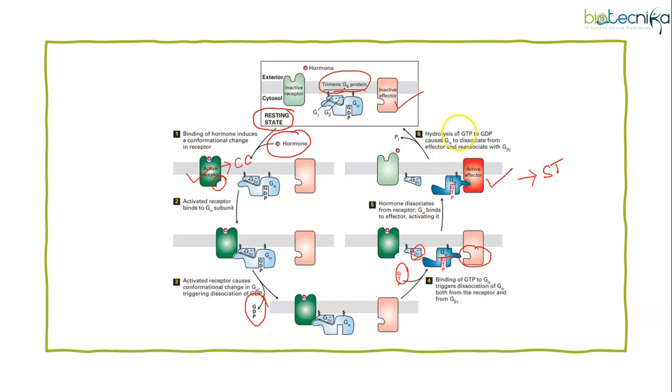For example, one way is hydrolysis of GTP. Once it is done, it comes back to the resting stage. Another way is that phosphodiesterase can be used, which will help in the breakdown of second messengers. Or, as I mentioned in the previous slide, desensitization. So any of these methods can be used for termination purposes.